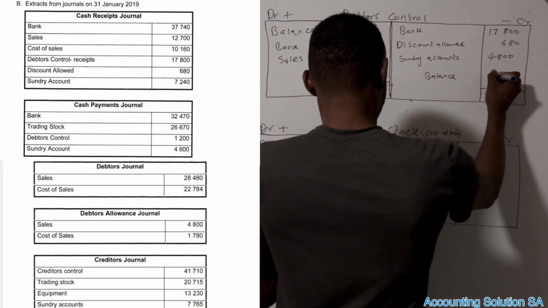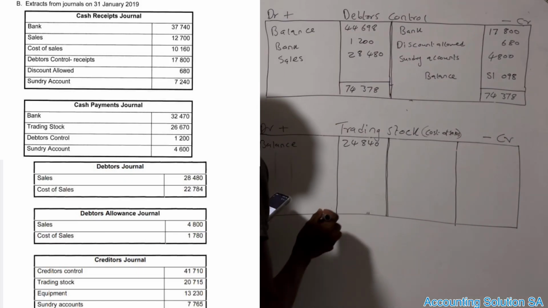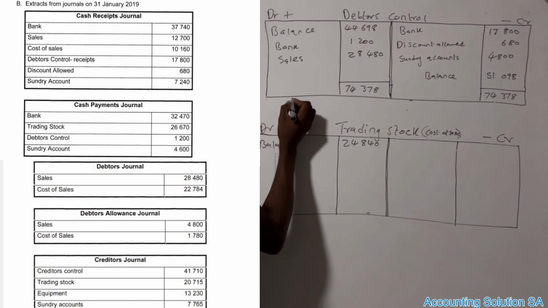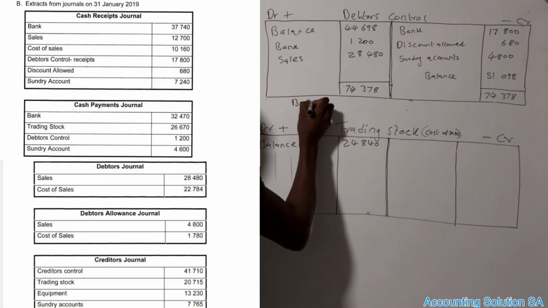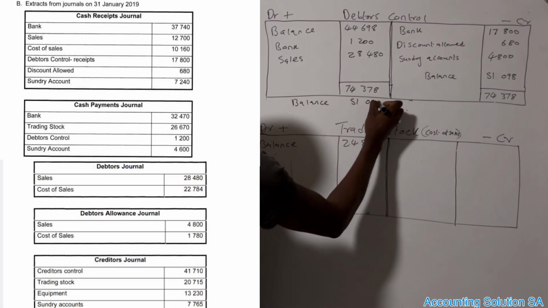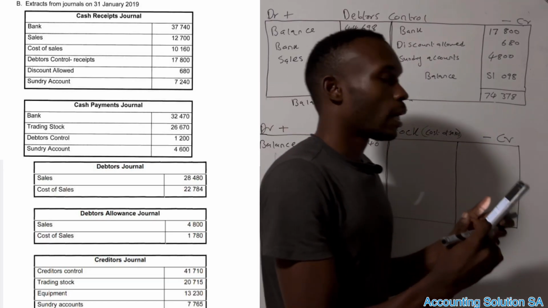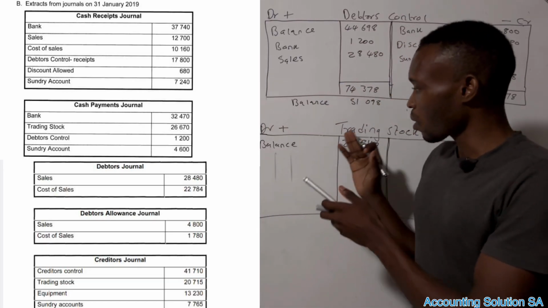After that, guys, you must say this one subtracting the rest is gonna give you the balancing figure of 51,098. And after that, guys, you must carry it down on the debit. And you say balance, you just copy it like that, 51,098. Very simple. This is how you carry down what? The balancing figure. Okay, now we are going to the next one.